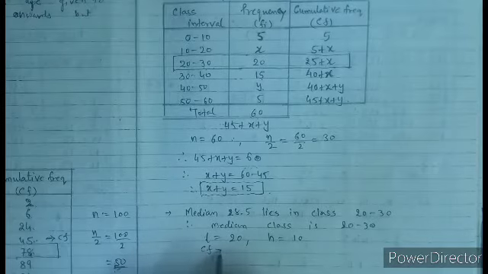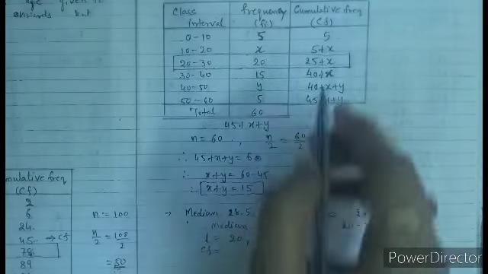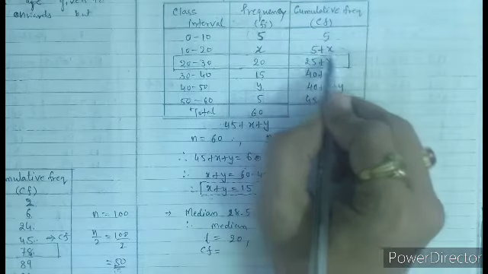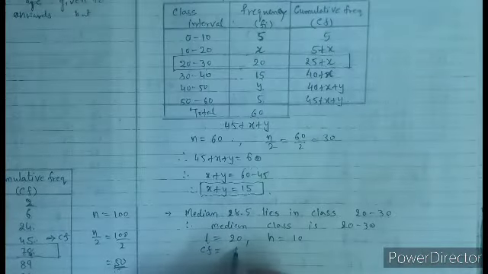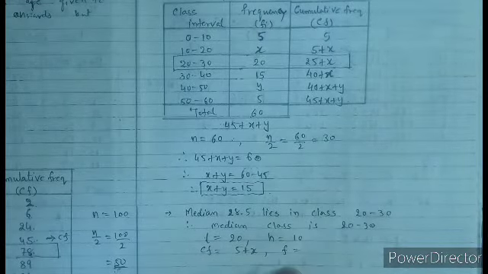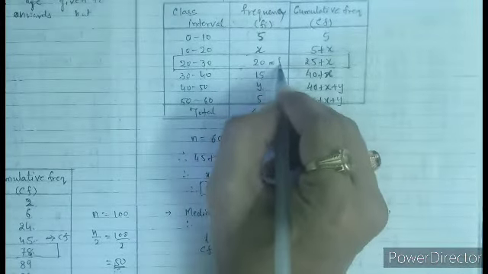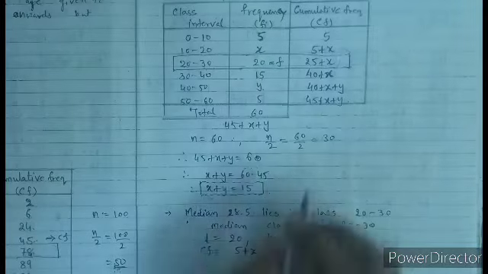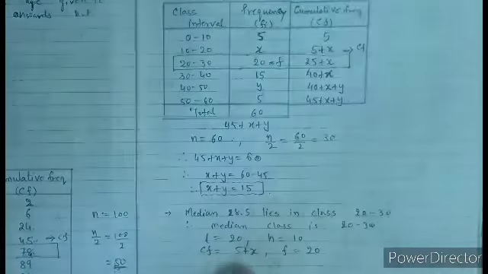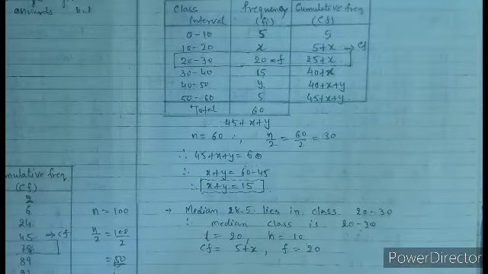Now we want CF. We know that CF is the cumulative frequency of the class preceding the median class. So preceding the median class, the cumulative frequency is 5 plus x. So we can write CF equals 5 plus x. Then we want F. F is the frequency of the median class. Here the median class is 20 to 30 and its frequency is 20. Therefore F equals 20. We will write here x plus 5 or 5 plus x equal to CF, which we have written here. We have obtained all the terms. Now we will apply all these terms in the formula.